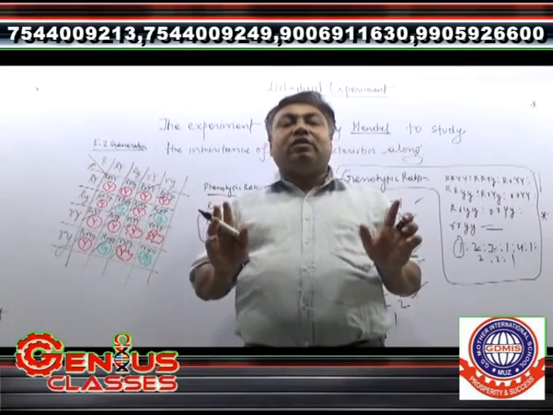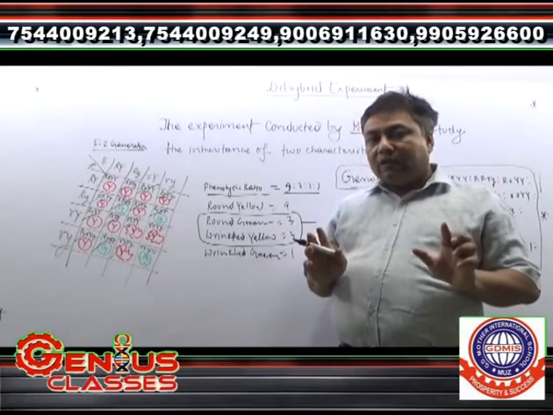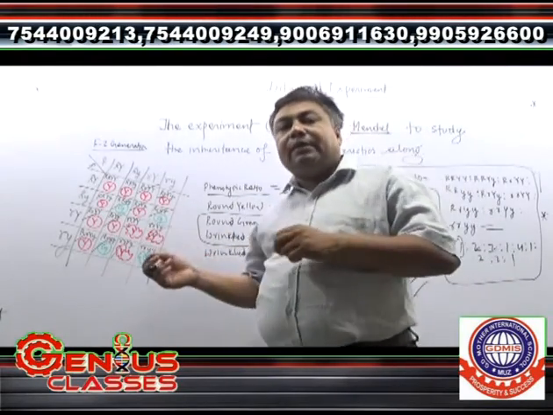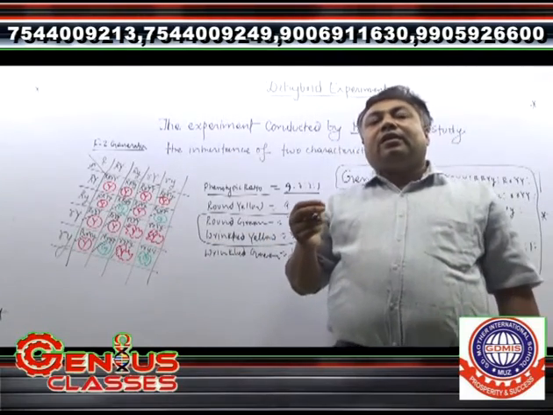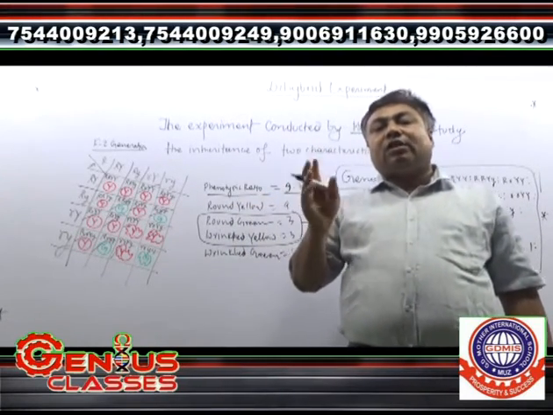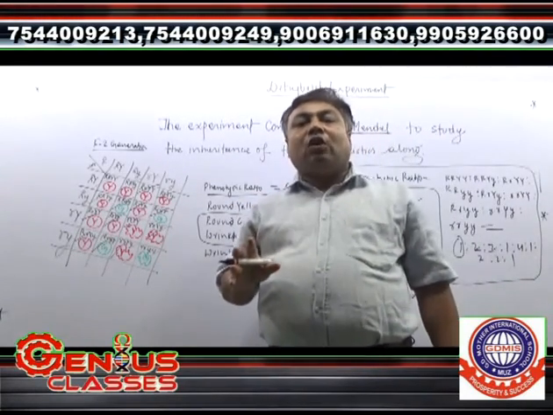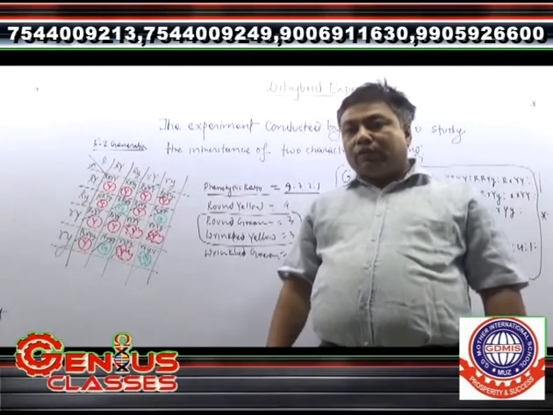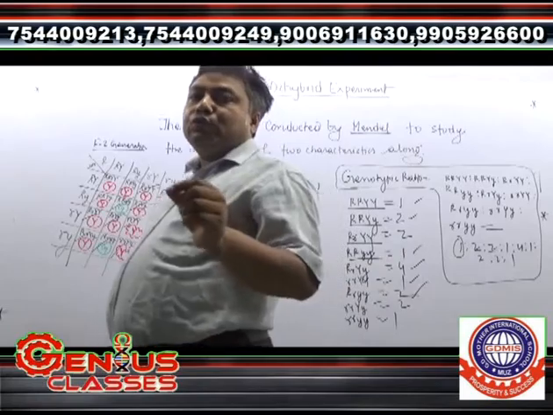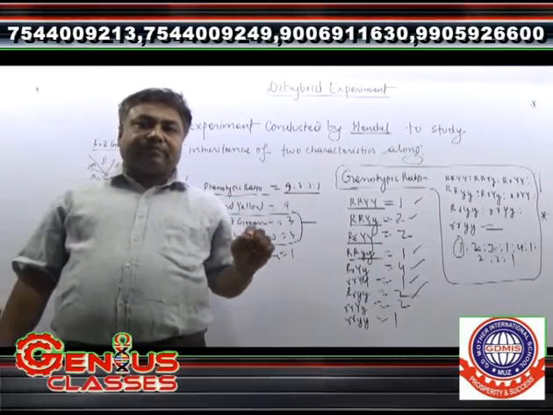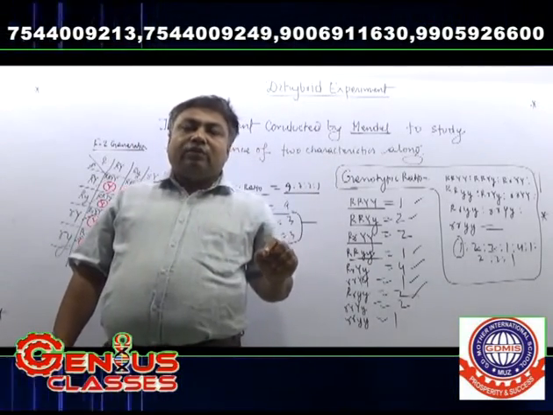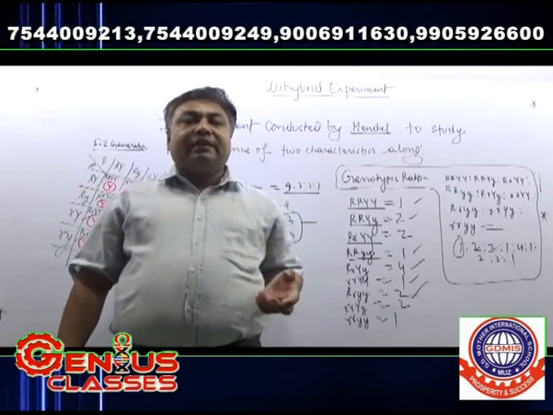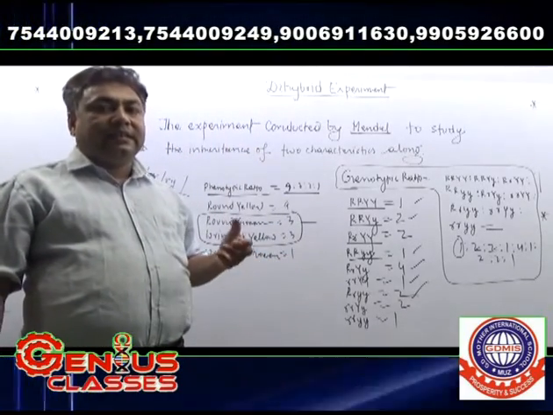And this is called law of... We can say that on the basis of the dihybrid experiment, Mendel formulated his third postulate, which is called the law of independent assortment. So we have understood the dihybrid experiment. Now we will discuss the law of independent assortment in the next class in detail.